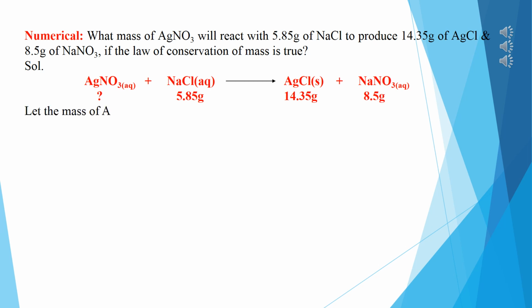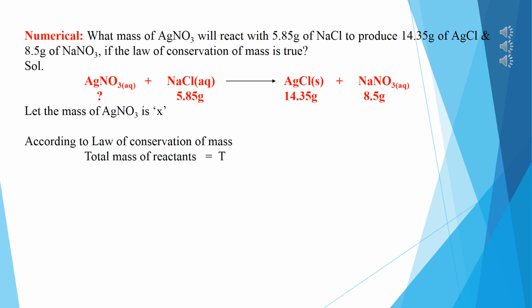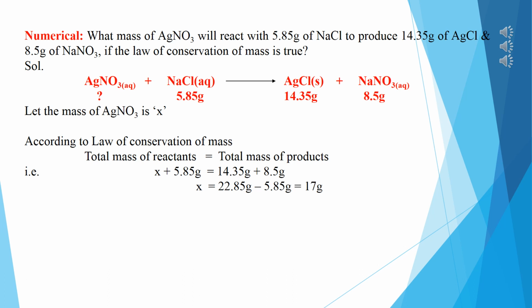Let the mass of silver nitrate be x. So according to the law of conservation of mass, the total mass of reactants is equal to the total mass of products. So that is x plus 5.85 gram is equal to 14.35 gram plus 8.5 gram. So from here x is equal to 22.85 gram minus 5.85 gram, that is equal to 17 gram. Thus the required mass of silver nitrate is 17 gram.